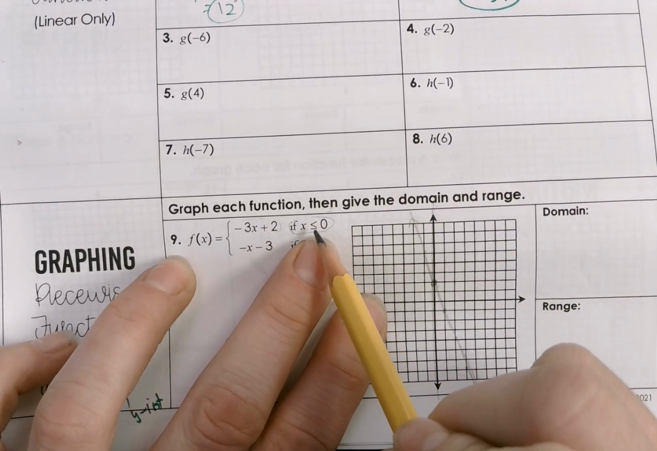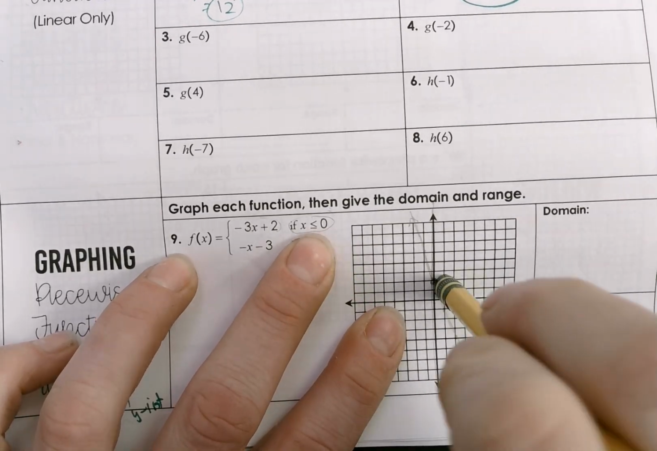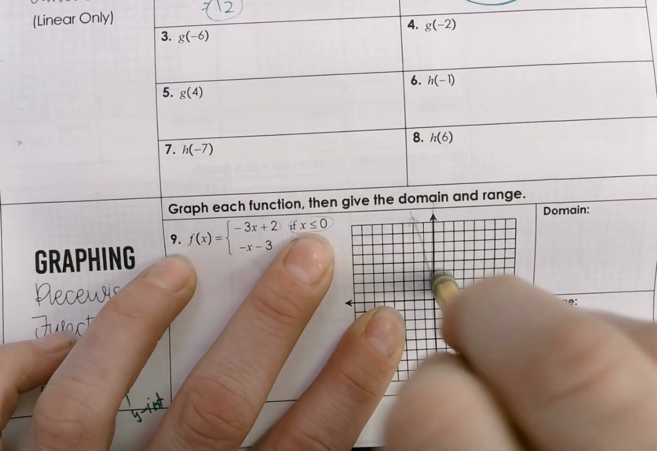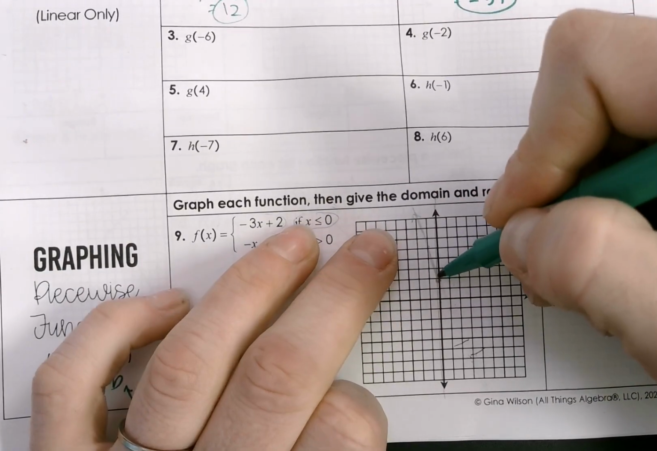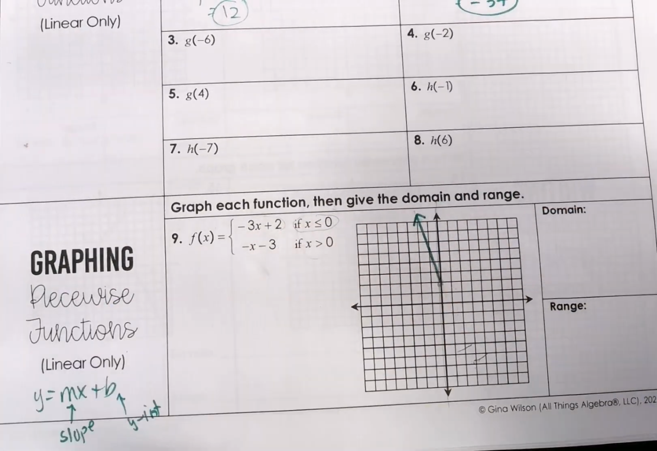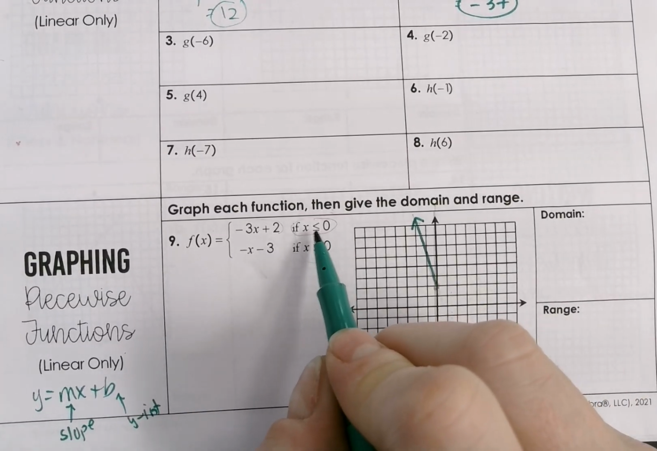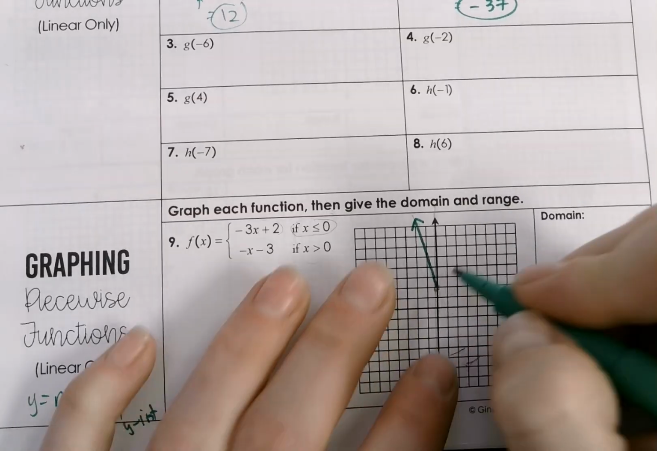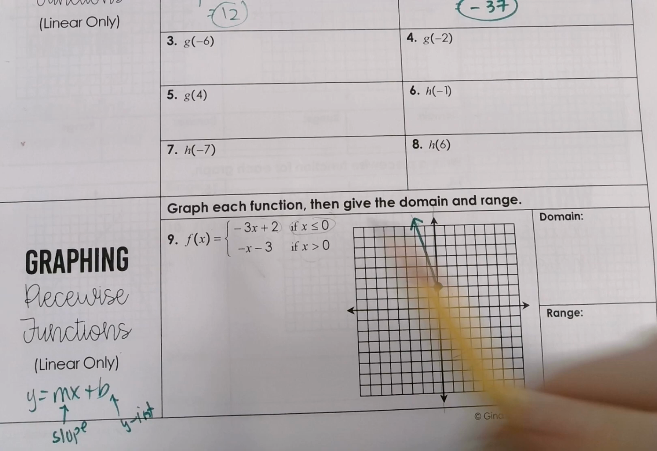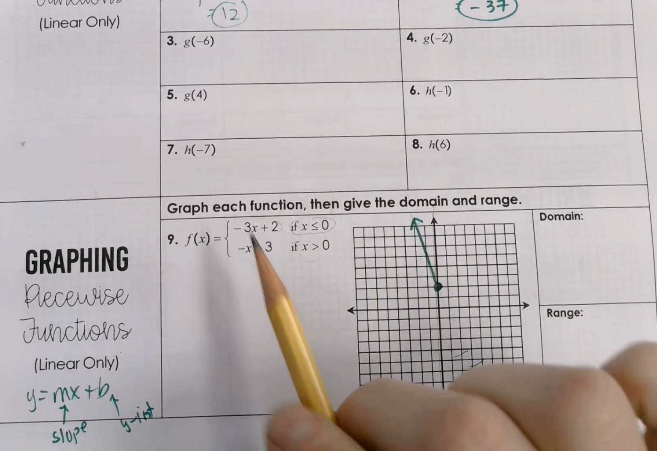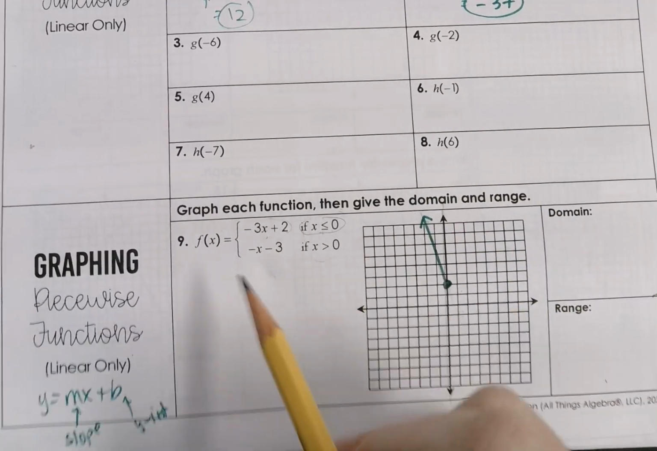Now I have to figure out, okay, it's only valid when x is less than or equal to 0. So that means everything above x equals 0 is going to go away. Now I can go back with my pen, if you use a pen, and draw in that section of the line. And because we have this or equal to bar in our inequality symbol, I'm going to include that endpoint with a filled in circle. So there's that first line, negative 3x plus 2, but only when x is less than or equal to 0. There it is. Now let's do the next one.